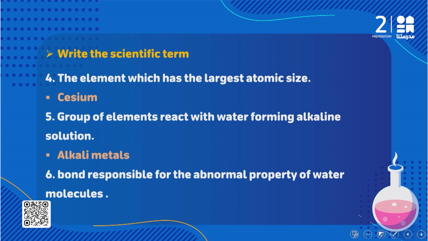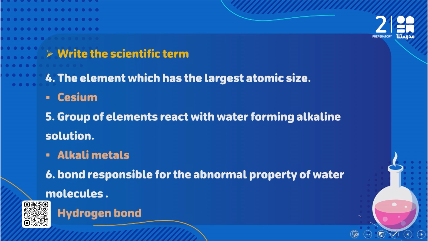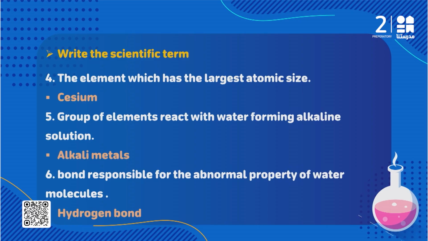Number 6, the bond responsible for the abnormal property of water molecules. We said that between the water molecules there is a type of bond called what? It's called hydrogen bond, and the hydrogen bond exists between the water molecules due to the higher electronegativity of oxygen compared with hydrogen. We said that the hydrogen bond between the water molecules is responsible for the abnormality of water properties, which is that water boils at 100 Celsius degree and it freezes at 0 Celsius degree.